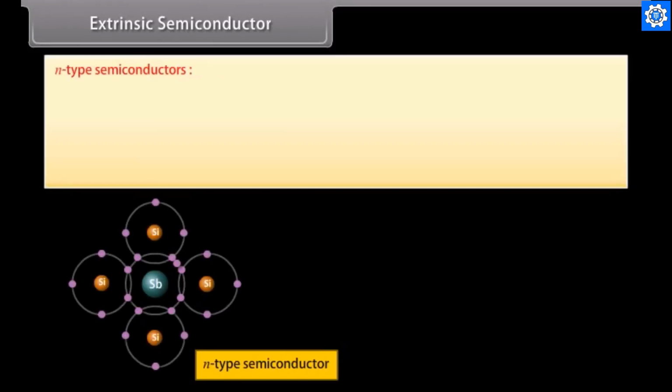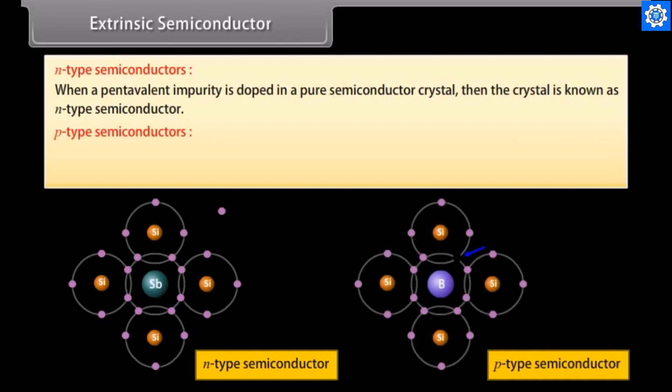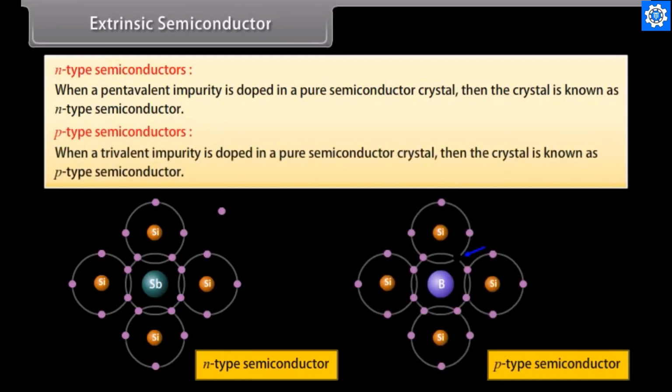N-type semiconductors. When a pentavalent impurity is doped in a pure semiconductor crystal, then the crystal is known as N-type semiconductor. P-type semiconductor. When a trivalent impurity is doped in a pure semiconductor crystal, then the crystal is known as P-type semiconductor.